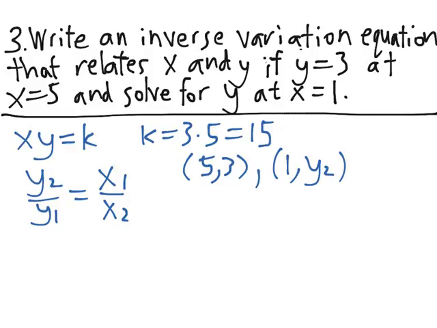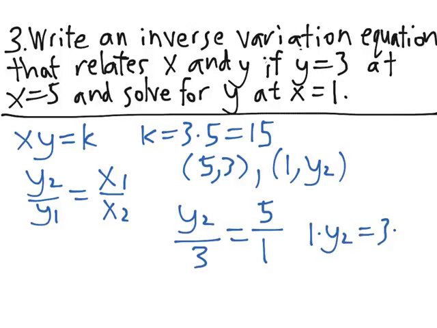We get y2 divided by y1, which is 3, equals x1, which is 5, divided by x2, which is 1. So if we cross multiply, we get 1 times y2 equals 3 times 5. Therefore, y2 is equal to 15. And that's the value we wanted.